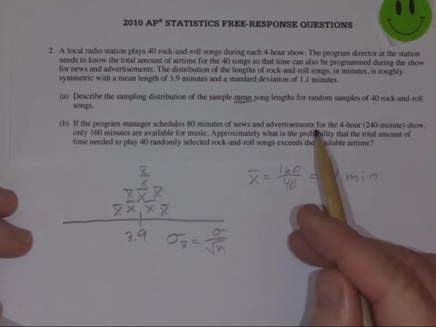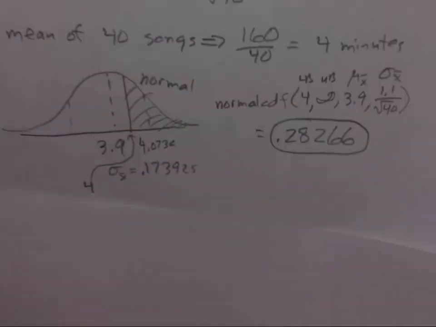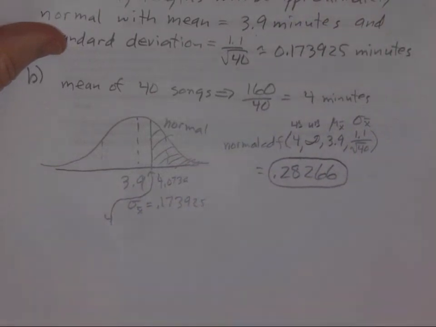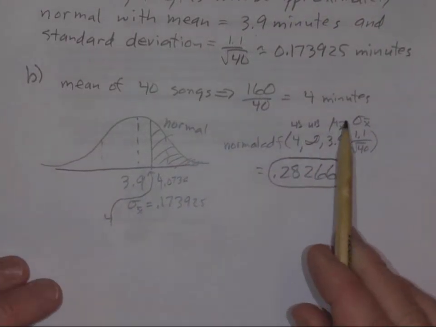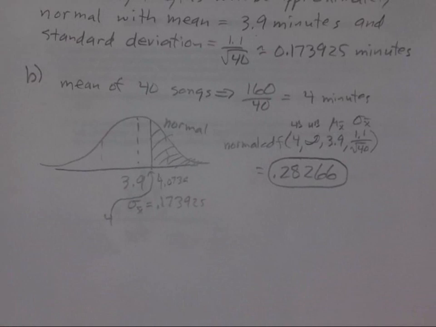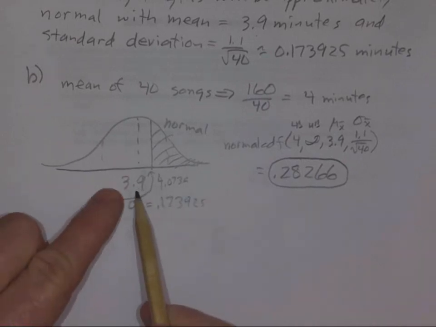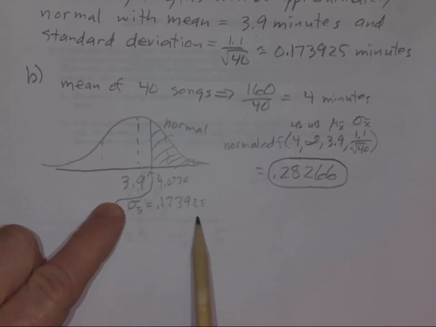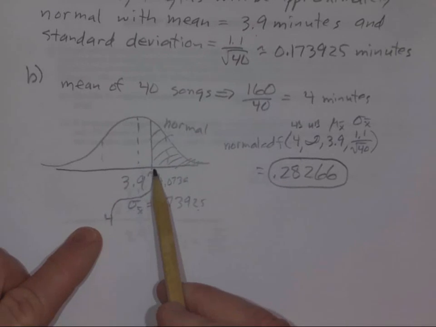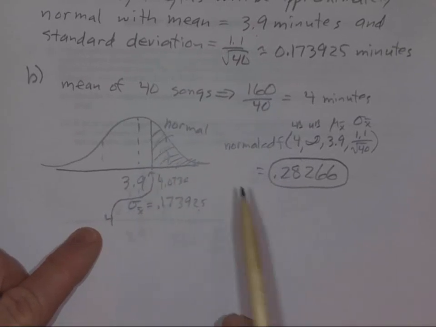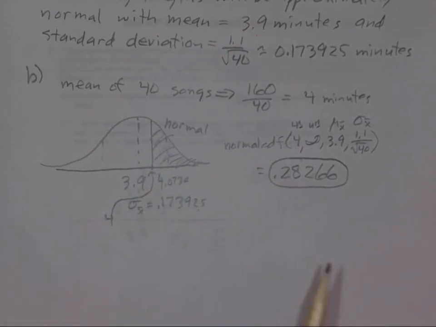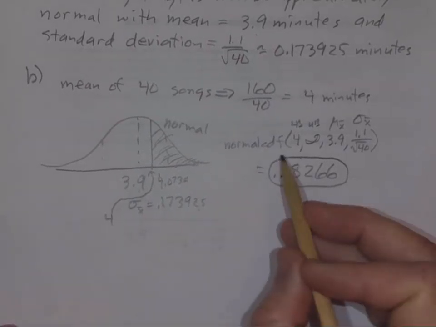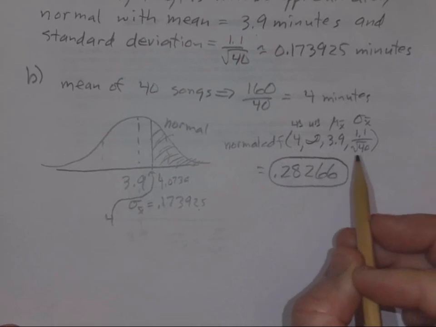And using the sampling distribution above, we could do normal CDF. The mean of the 40 songs would be equal to 4 minutes. So what's the probability that 4 minutes on average is going to happen, given that our sampling distribution is centered at 3.9, and given that's our standard deviation? That's going to be 4 or more. If ever you're asked to find a normal calculation, I encourage you to draw the curve and show the proper shading, and then there is the normal CDF calculation.